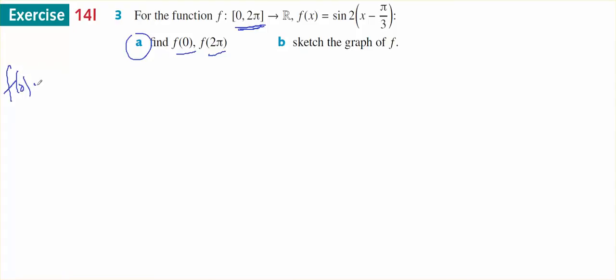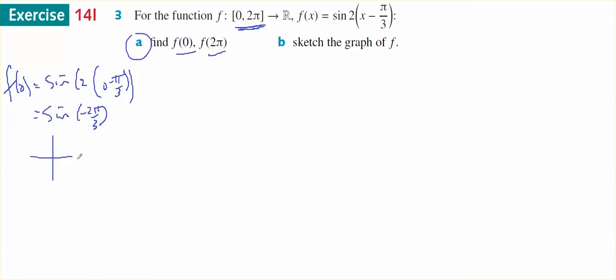So f(0) will equal sin(2 × 0 − π/3), which is the sine of −2π/3. Where is −2π/3? If I measure in the negative direction, that's −3π/3. Therefore, −2π/3 is here in the third quadrant. All stations to Calcutta, it's going to equal negative sin(π/3), because in the third quadrant only tan is positive, and that's going to equal −√3/2.